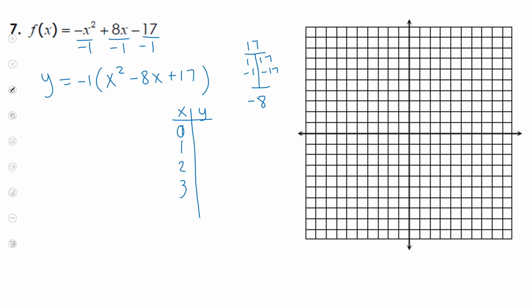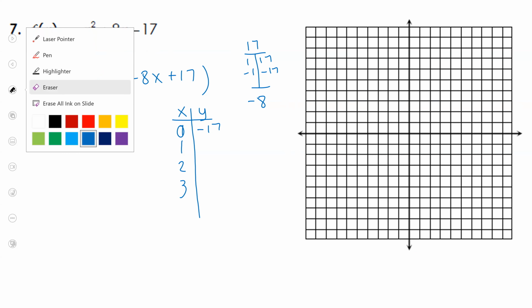Okay, so I'm going to plug in a 0. If I plug in zeros here, what do I get? -17. Okay, that's really big or far down. Let's plug in a 1. 1 squared, and then it becomes negative because there's a negative in front. Let me erase this so that it looks better.